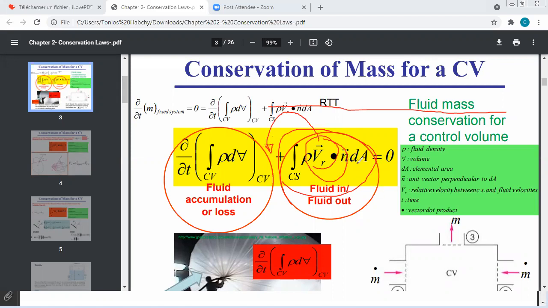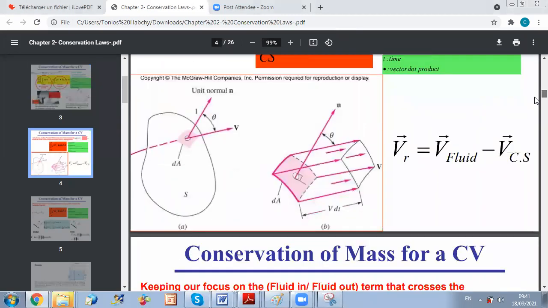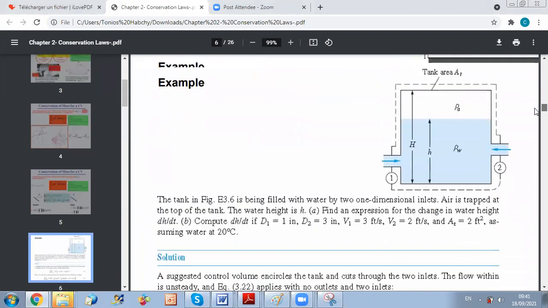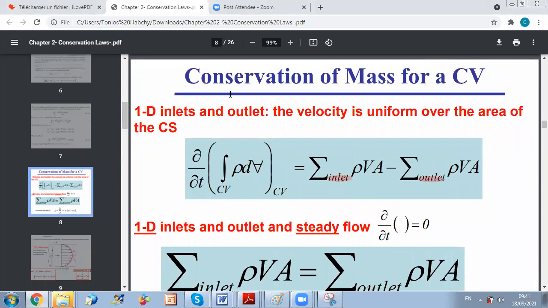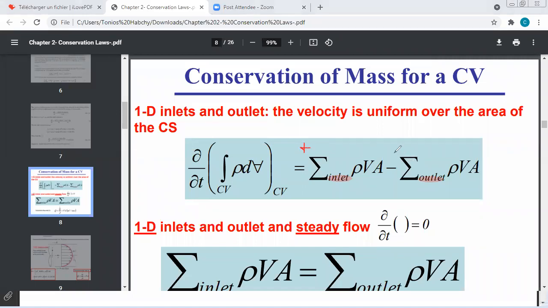So now, for the next step, we will consider what will happen if the velocity is constant and what will happen if it's not. If it's constant, as we said, we can take it outside of the integral. And if you are dealing with an incompressible fluid, rho can also be taken outside of the integral. So when I go to the following term, I will get rho times V times A. For an inlet, it will be positive. For an outlet, it will be negative.